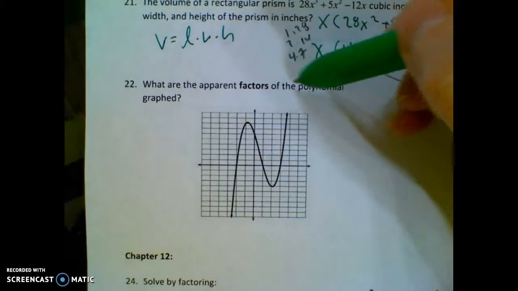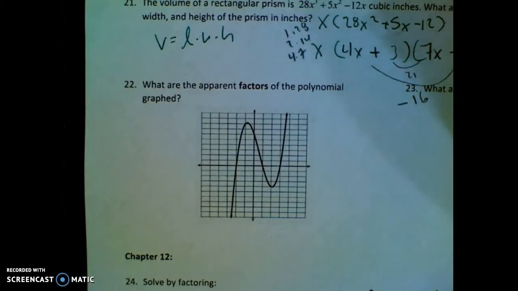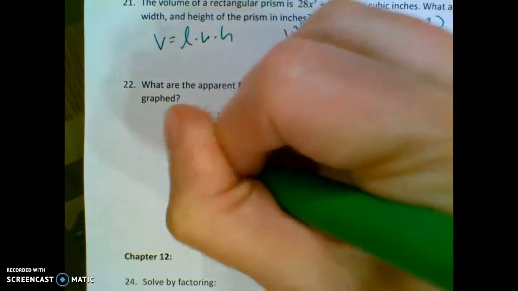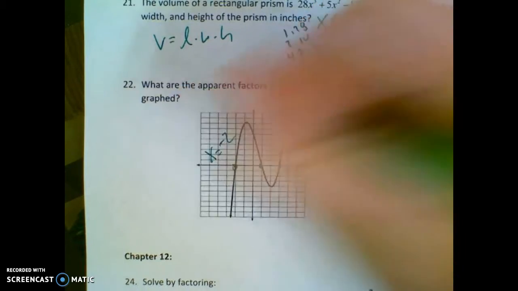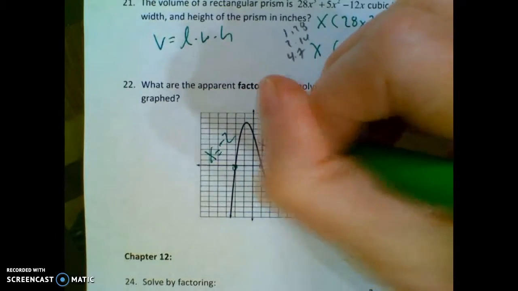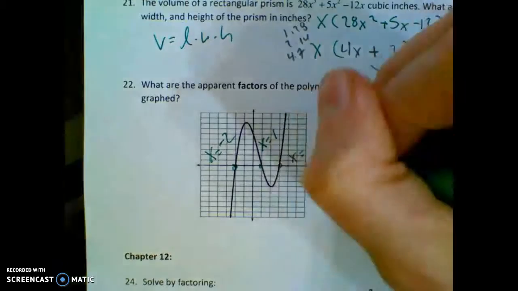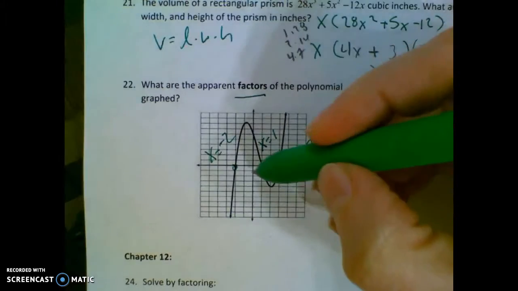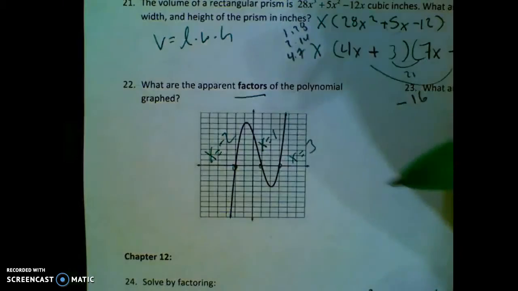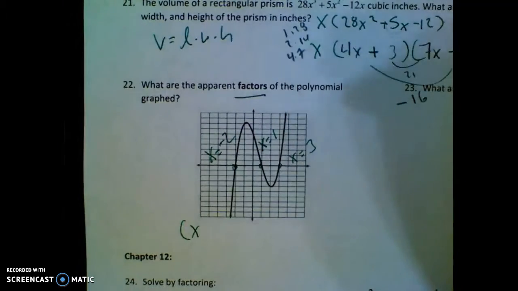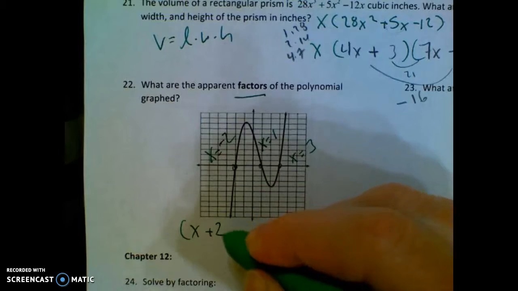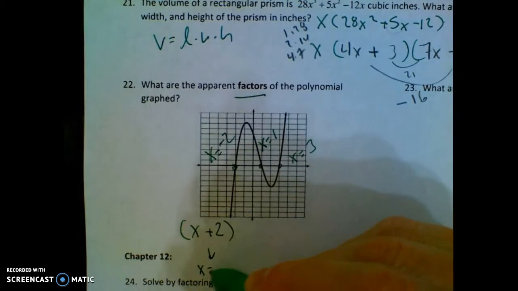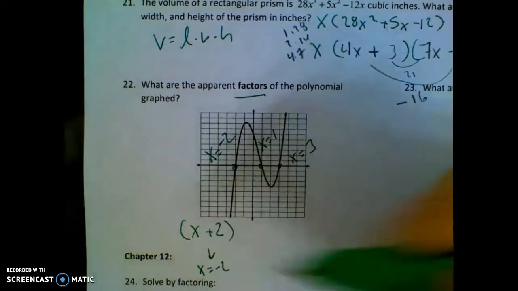All right. What are the apparent factors of the polynomial graph? Well, to do this, you have to look first and see what x actually equals. So you get x equals negative 2, x equals 1, and x equals 3. We know that this graph moved left 2 units. So if we were writing that down, moved left, we'd actually say plus 2. The factors are always the opposite, because remember we set them equal to 0, and now we get x equals negative 2. So just do the opposite.